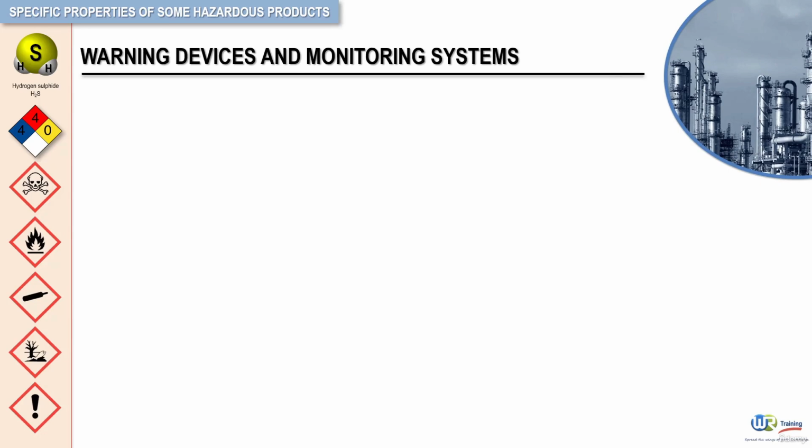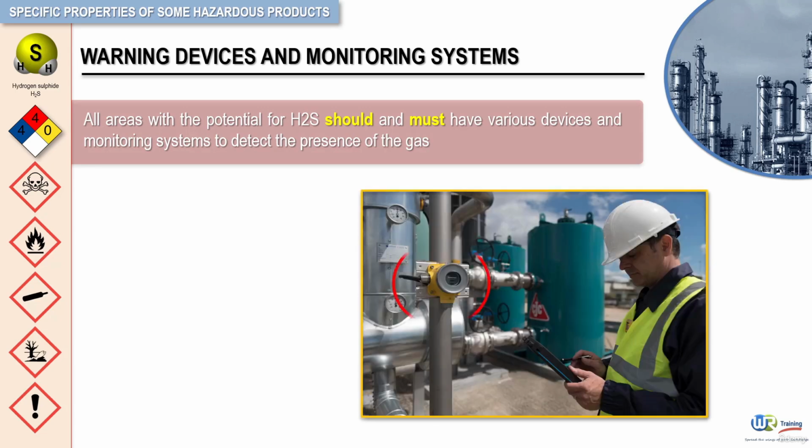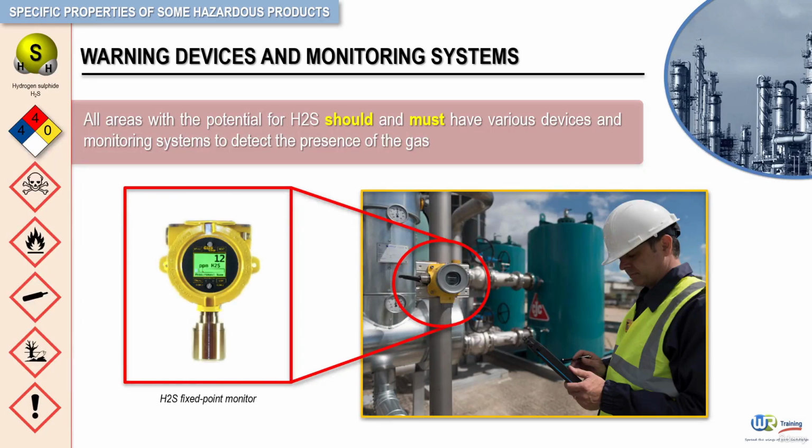Some work areas always have the possibility of a release of hydrogen sulfide above the permissible exposure limit. Perhaps this is the case at your facility. All areas with the potential for hydrogen sulfide should and must have various devices and monitoring systems to detect the presence of the gas. In some cases, fixed point monitors will be installed, as in this example, while in other cases, portable monitors may be used.